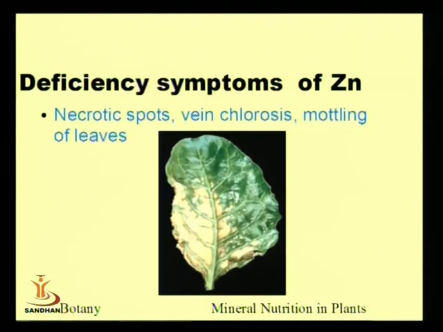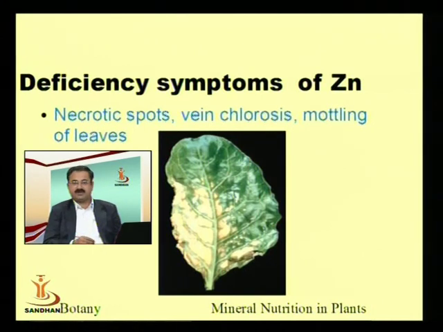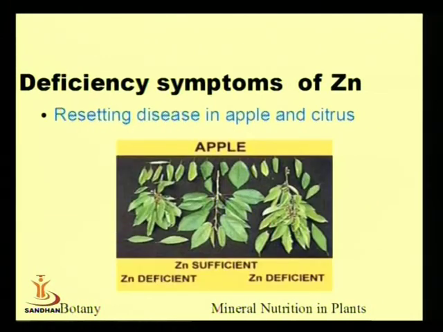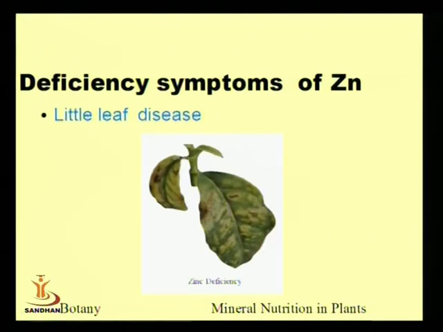Photographic representation. This photograph is showing everything which is essential. It is causing rosetting disease in apple and citrus. Citrus, that is lemon, limbu in Gujarati. One can see that in the center there is sufficient zinc, so the leaf is healthy. While you can see on both sides, because of the absence or deficiency of zinc, there is poor growth of the leaf.